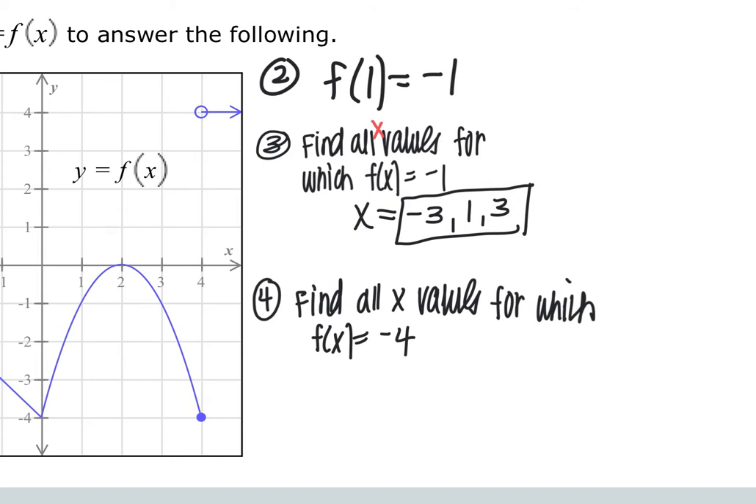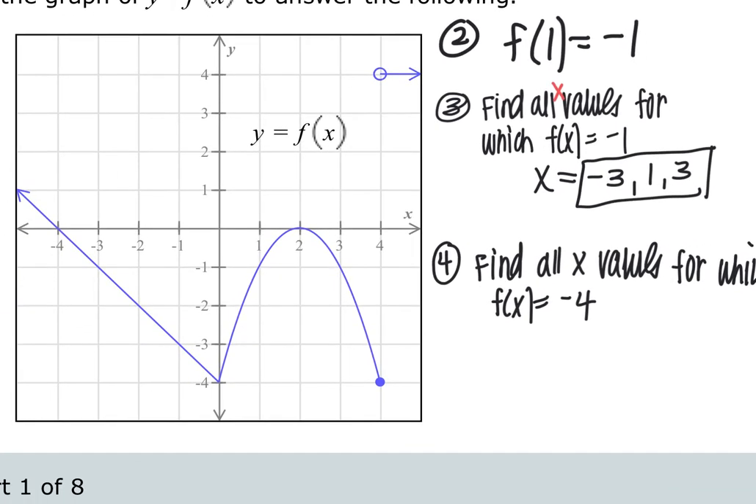Part 4 is very much the same kind of question. We're looking at the y value of -4. So right here, at the y value of -4, where do we have graph at the y value of -4? I don't have graph anywhere until I get right here. That's an x value of 0.